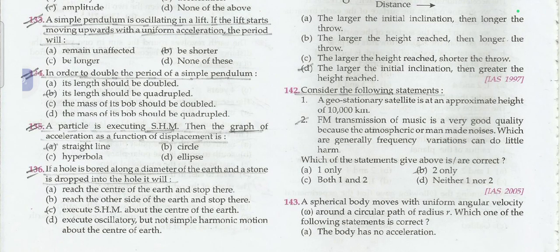Consider the following statements. A geostationary satellite is at approximately a height of 10,000 km. FM transmission of music. Frequency modulation of music is of very good quality because the atmospheric or man-made noises, which are generally frequency variations, can do little harm. Answer is 2 only.